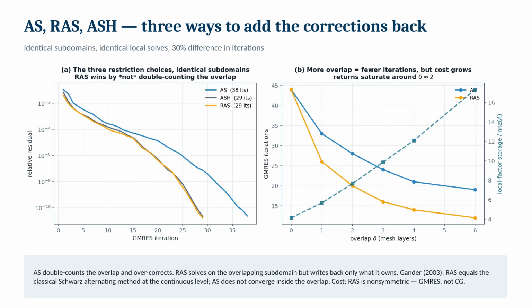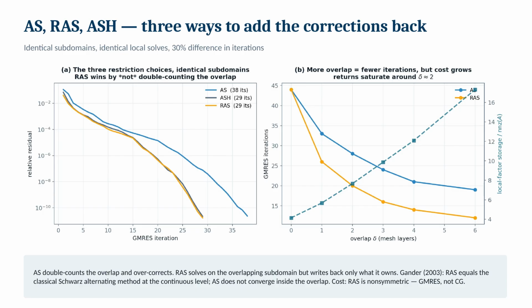RAS, Restricted Additive Schwarz, Cai and Sarkis, 1999. Solves on the overlapping subdomain, but only writes back the part it owns. No double counting. ASH does the reverse. Restricts the input rather than the output. Panel A: identical subdomains, identical local solves. AS 27 iterations, ASH 32, RAS 19. RAS wins by roughly 30%, and it communicates less.